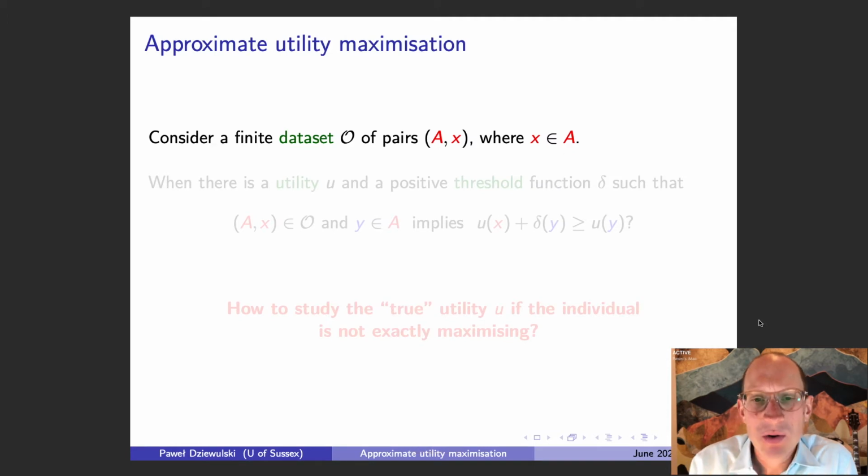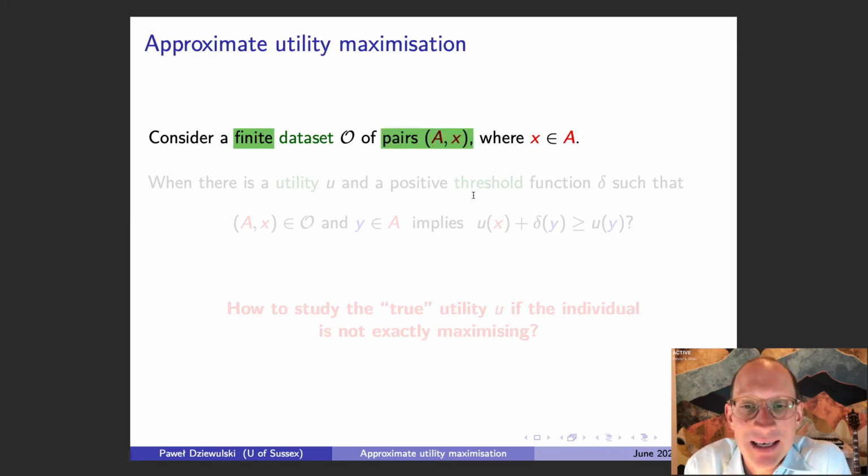And so what I want to do in this paper is focus on the model which I call approximate utility maximization, which is far from being new, but I want to use it in a slightly different way. Just to be precise, throughout this presentation I will assume that the researcher has access to a finite data set O, which consists of pairs (A, x), where A is a menu and x is a choice selected from that menu.